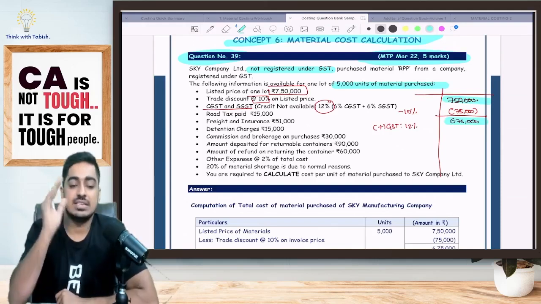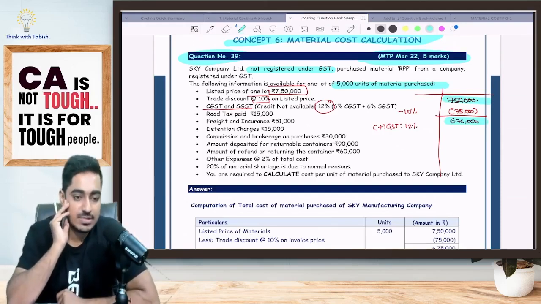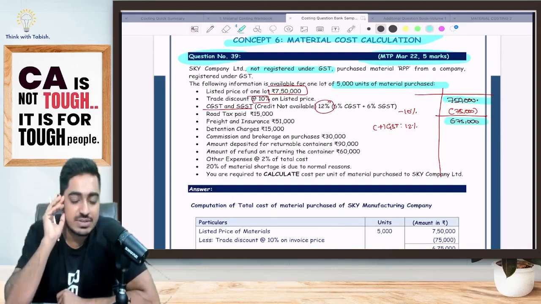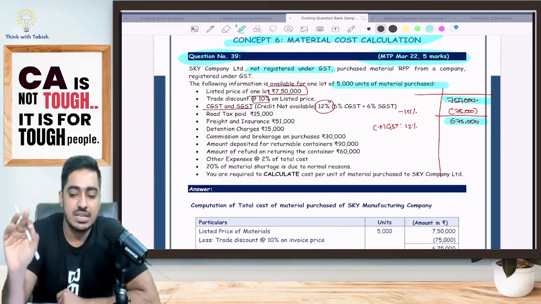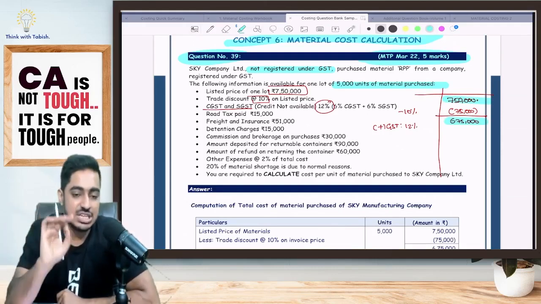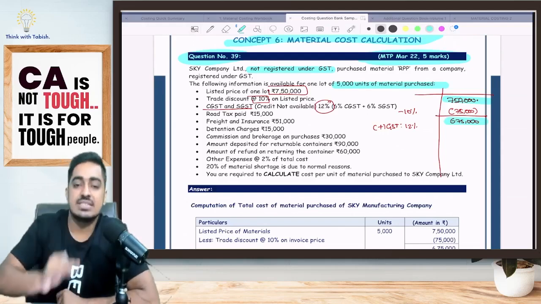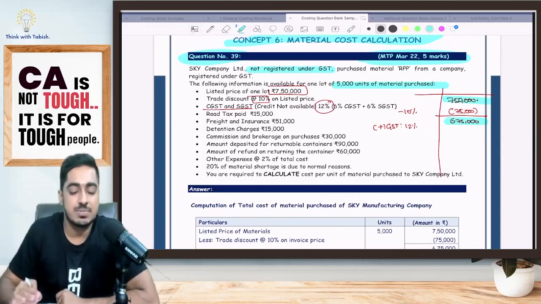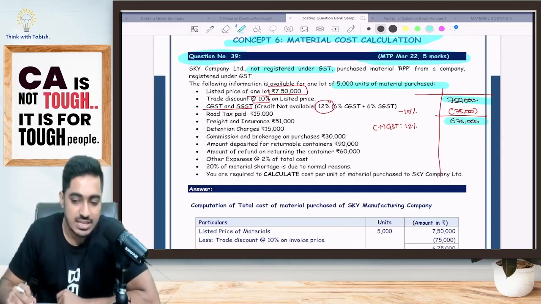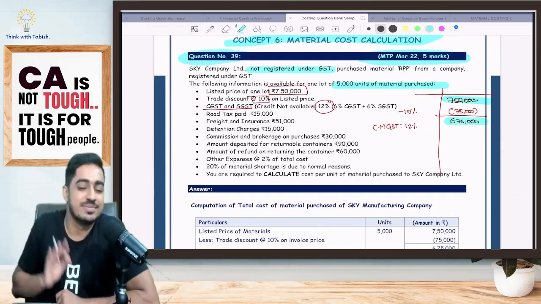If you would have read GST law, CGST Act 2017, section 15 subsection 1 tells GST is payable on the transaction value, that is the price actually paid or payable for the supply of said goods or services. Yes or no, everyone? Sir, you know GST also? We know a bit of everything.